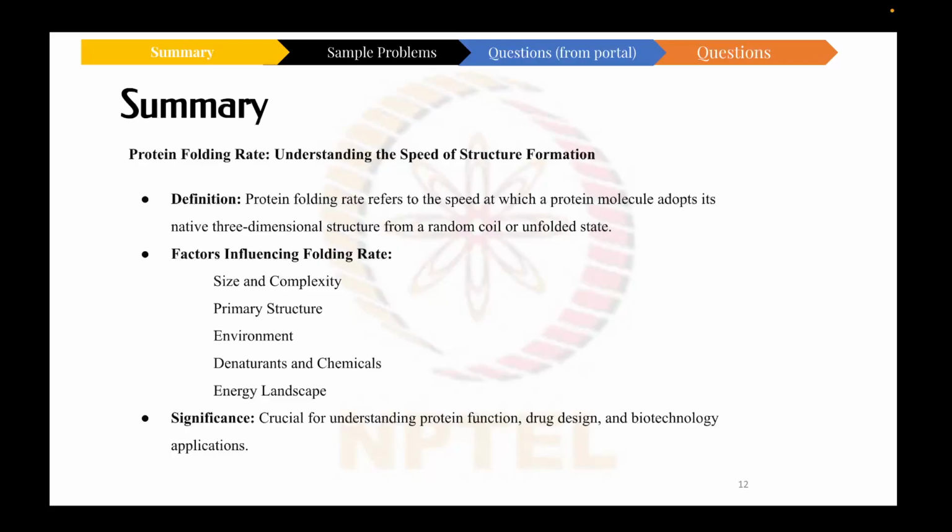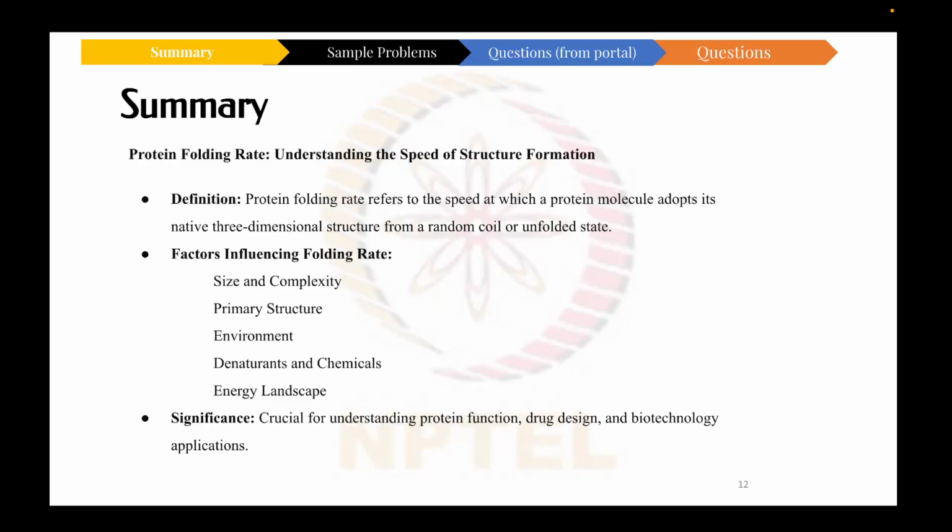Several factors influence the protein folding rate of a protein. So they are size and complexity, primary structure, environment, chaperones, denaturants and chemicals, and energy landscape. Generally, smaller proteins tend to fold more quickly than larger ones due to the fewer number of possible conformations they can adopt. However, the folding rate also depends on the complexity of protein structure and the number of interactions needed for proper folding.